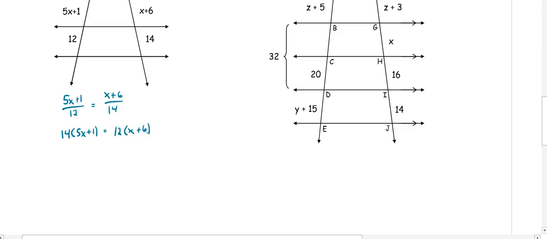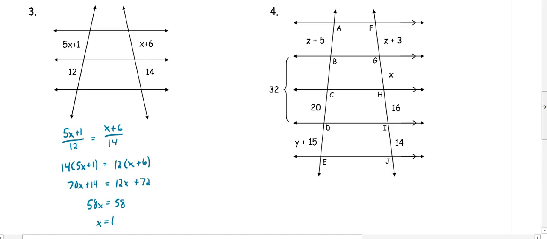So we have to distribute our numbers, so 14 times 5 is 70x plus 14 is equal to 12x plus 72. So we're going to get x's to one side, so 70x minus 12x would get me 58x. And we're going to subtract 14 from both sides, so 72 minus 14 is also 58, so x would equal 1.